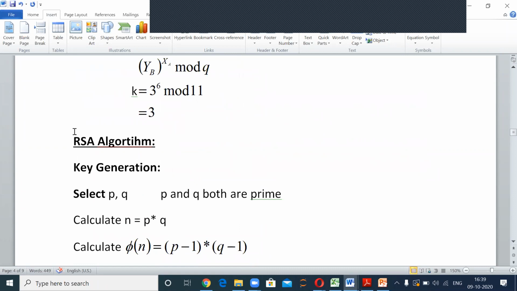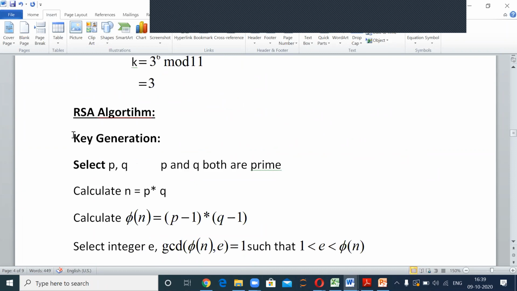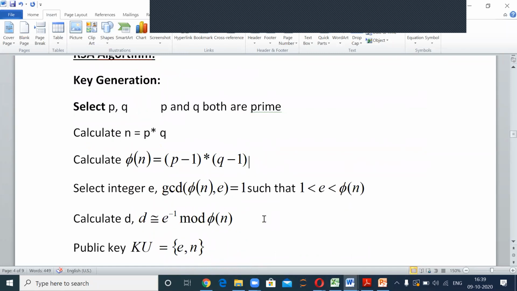Next, another algorithm is the RSA algorithm. The RSA algorithm comes under public key cryptography. How is the key generation done? Here we select P and Q, which are prime numbers. We calculate N using P into Q. After that, calculate phi of N, that is (P minus 1) into (Q minus 1). Then we can select the integer E.